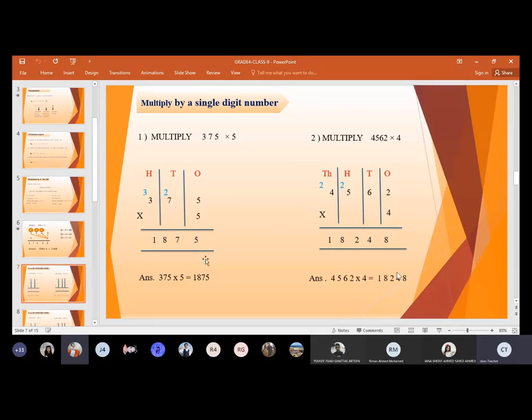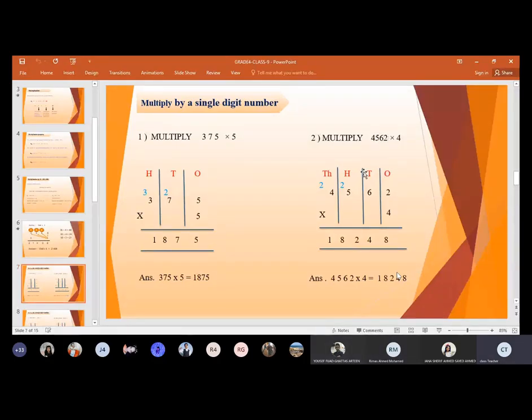1875. Teacher, write this now. Yes, listen to this question, then after, check and write. Question number 2, multiply a 4-digit number. 4,562 is multiplied by 4. Okay. So how can we multiply this number?